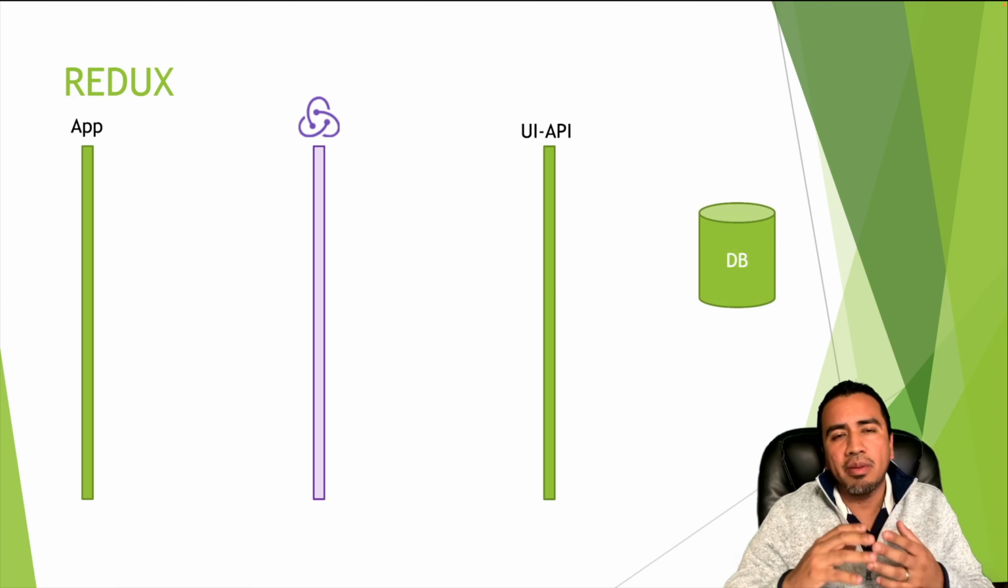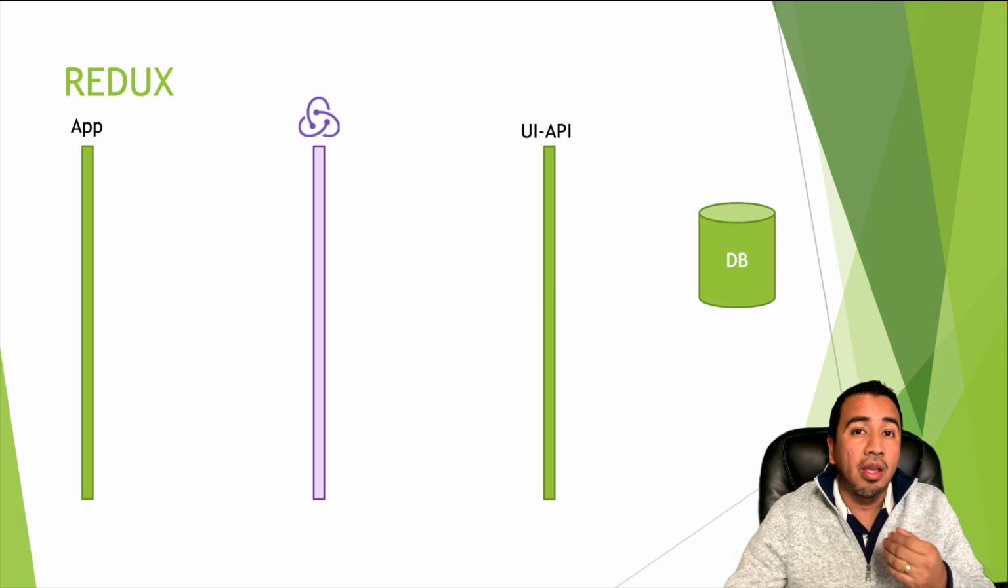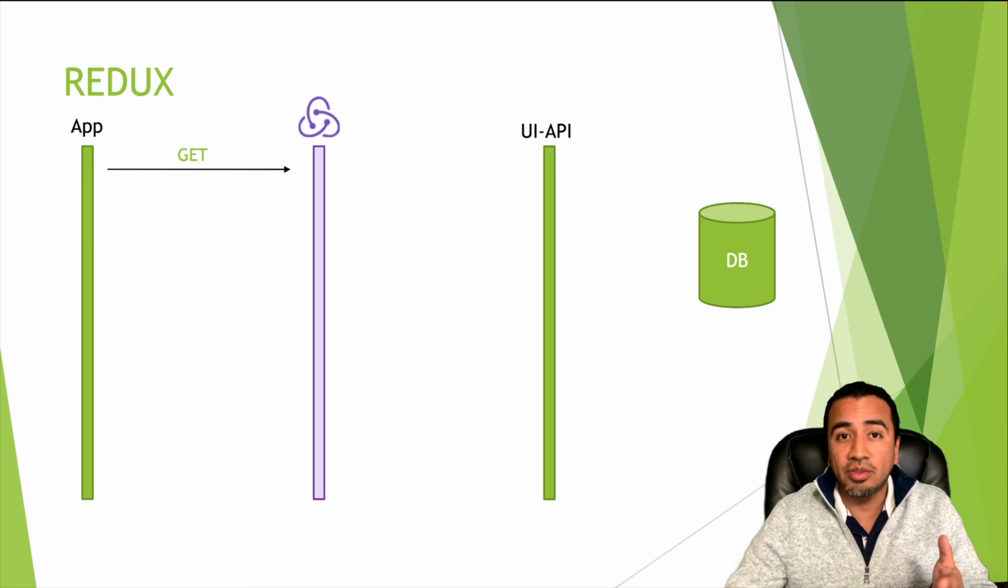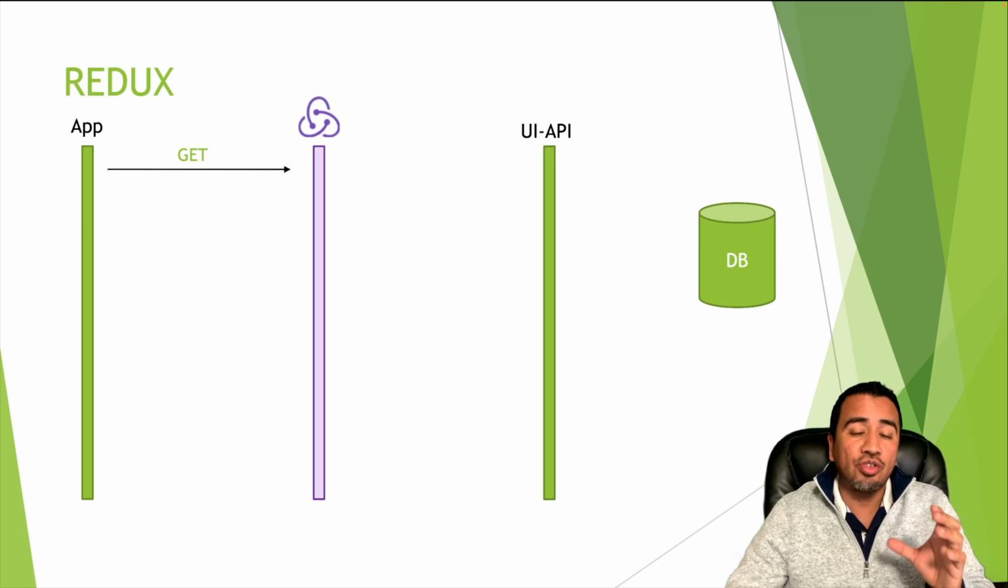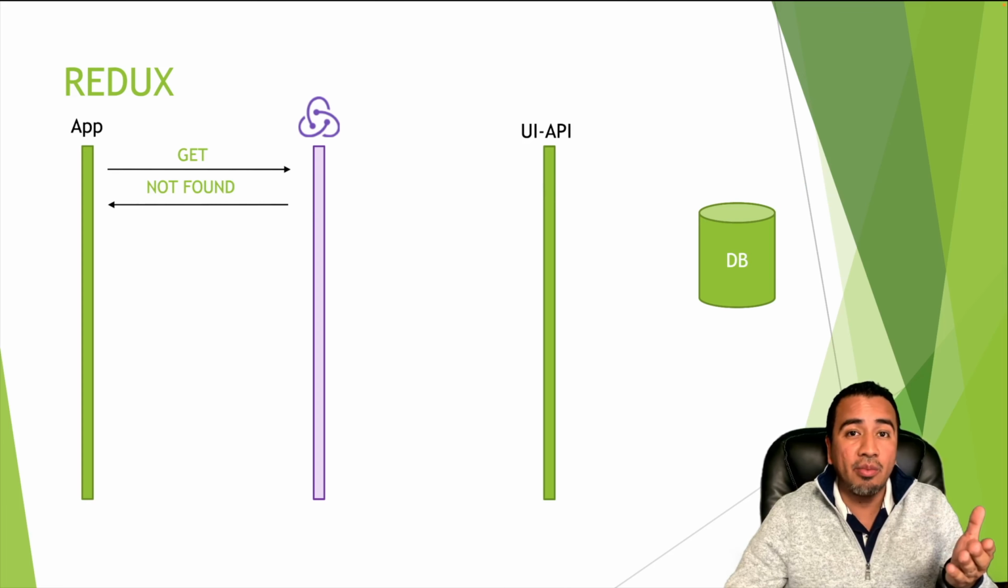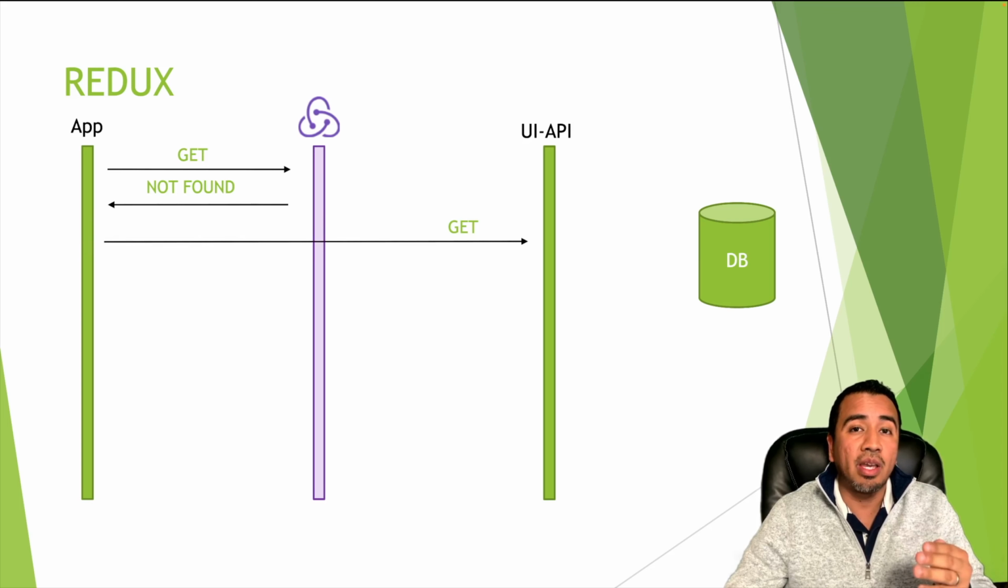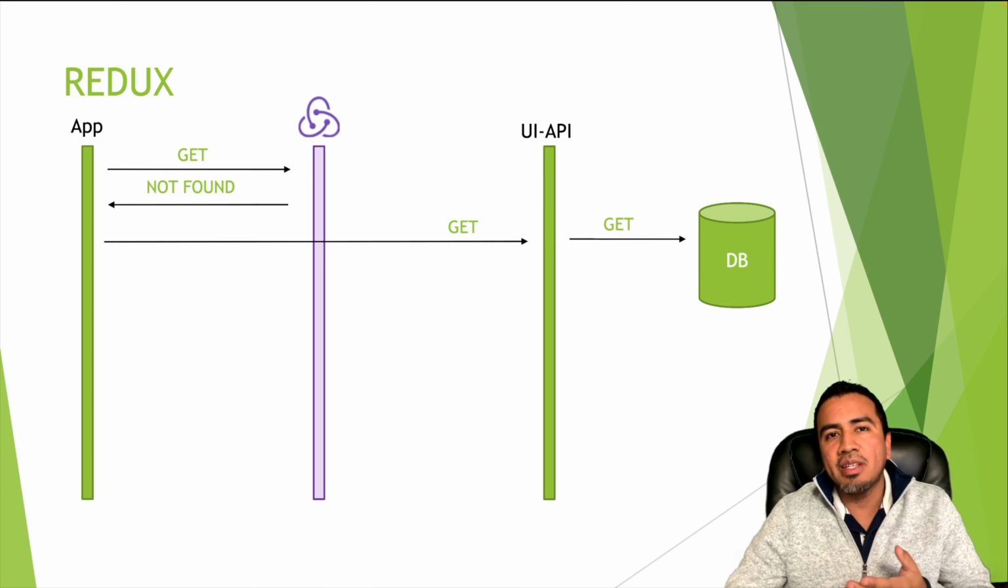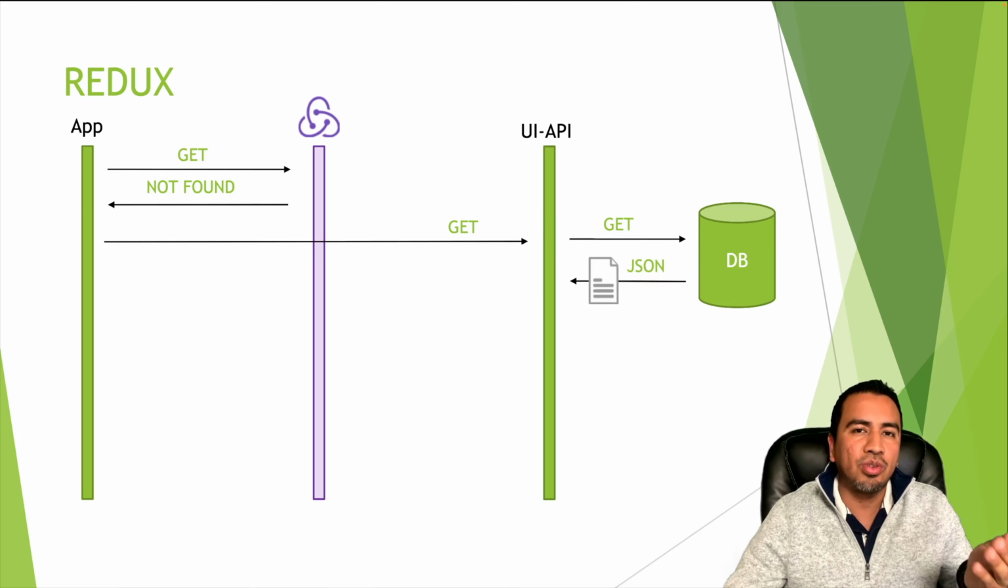Now let's say we have implemented generic components and Redux. When we log in to our application, the first thing we do is come to the landing page, and our code asks Redux, do you have the structure of this page? Redux says, no, I don't have anything right now, so go talk to the UI API. Our code asks the UI API, do you have this page information? The UI API talks to the DB, and the DB gives that information back to the UI API.